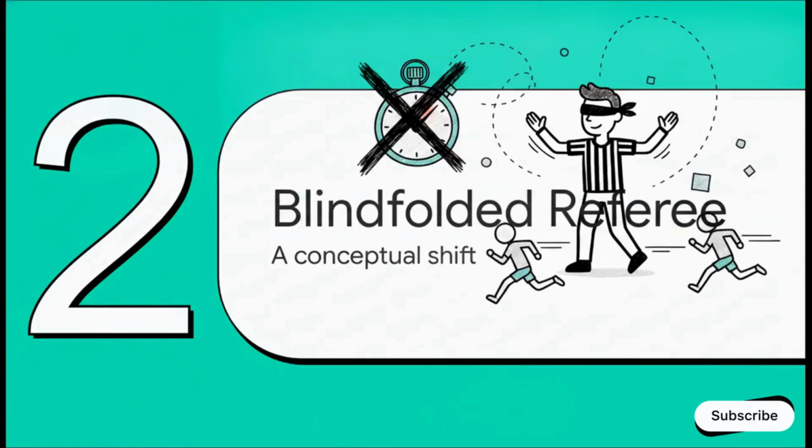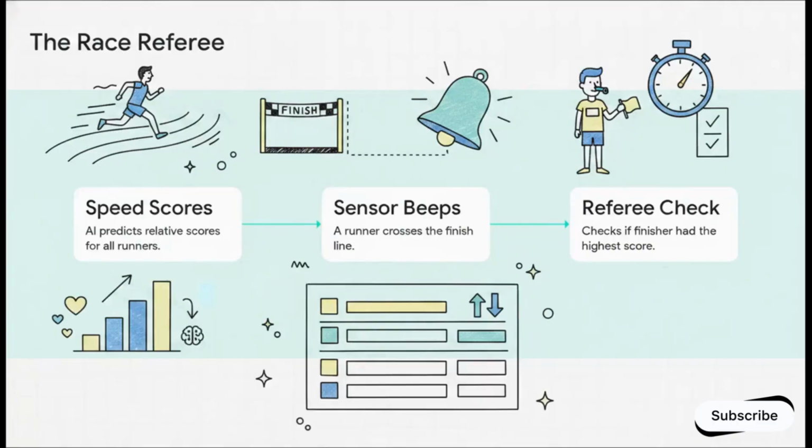Section 2. The blindfolded race referee. Okay, imagine you're a referee at a marathon, but you can't actually see the track, and you don't care about the clock. You only have a leaderboard generated by our AI, Speed Coach. This AI looks at runner biometrics and outputs a single relative speed score for every runner. Higher score equals faster runner.